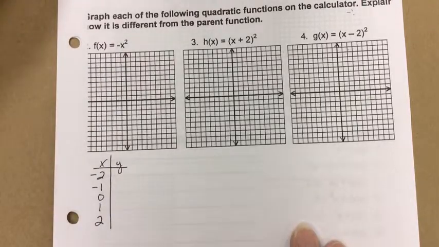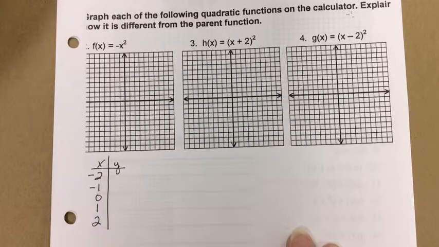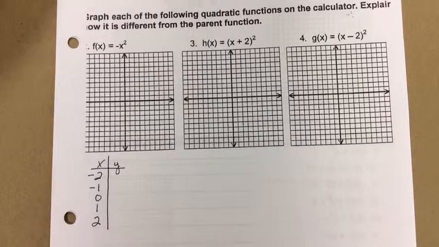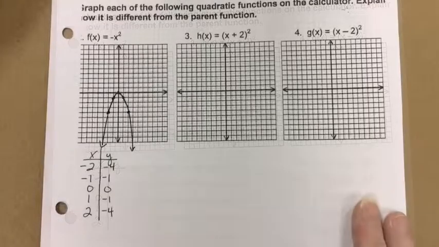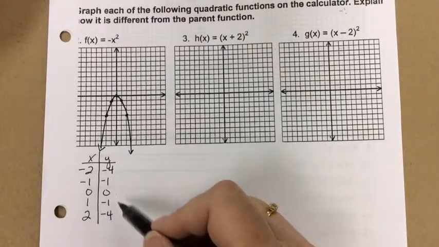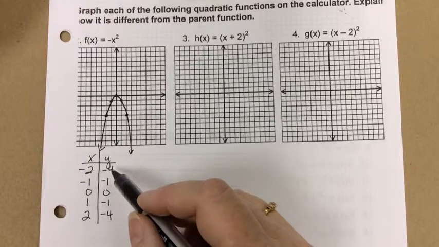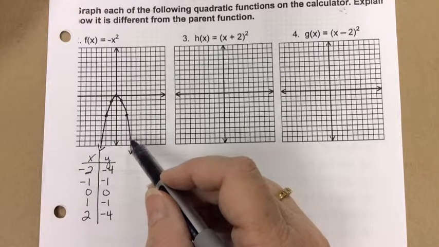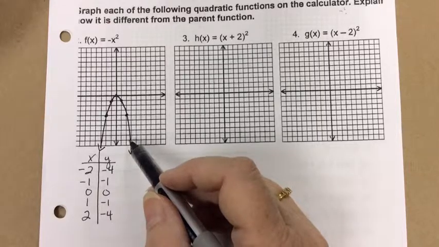Use your calculator, same method we used to find the parent function, to find these y values, and then we're going to graph them, and we're going to see how this graph is different from the parent function. Okay, so I hope you got what I got right here. I got these values off of my calculator for my table, and then I graphed them, and so this graph is still a parabola. It's still quadratic, only it's upside down.